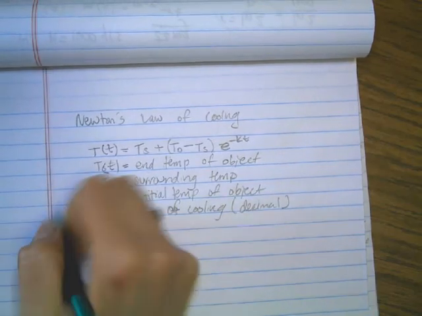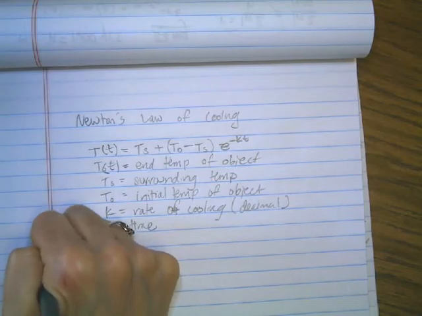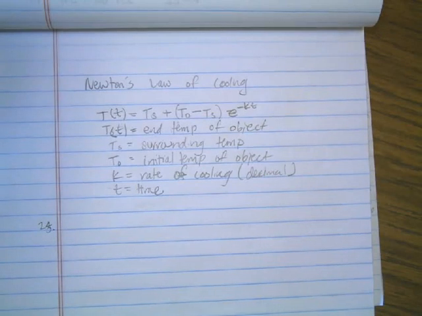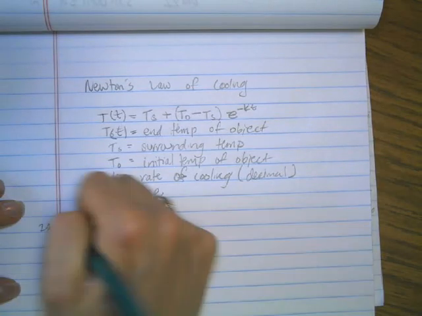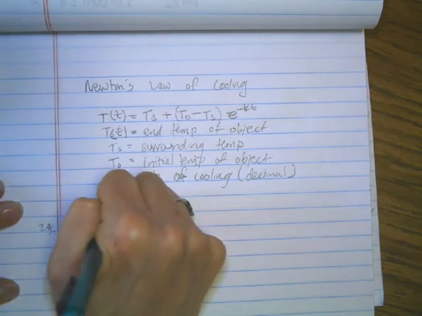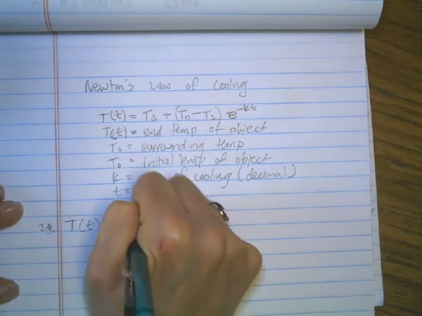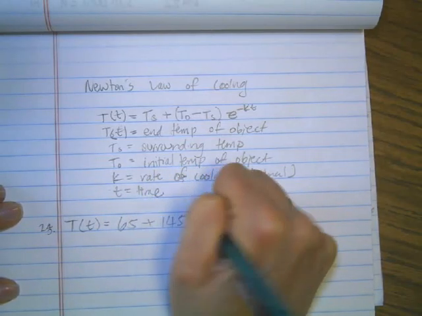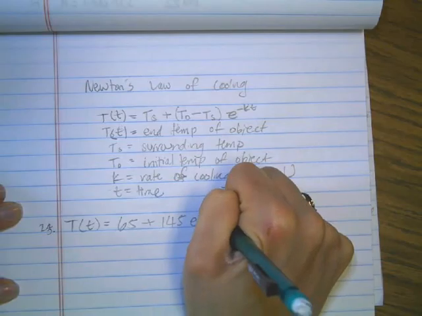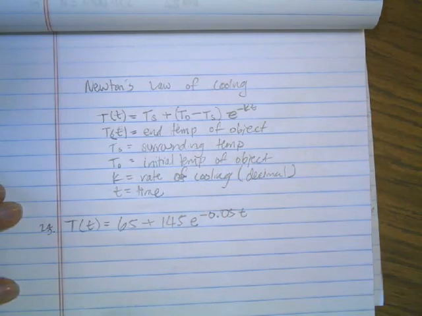So we're going to look at problem 23. Problem 23 says, a hot bowl of soup is served at a dinner party. It starts to cool according to Newton's law of cooling, so that its temperature at time t is given by, and they give you the equation, which is pretty nice actually. T of t equals 65 plus 145 e to the negative 0.05t.